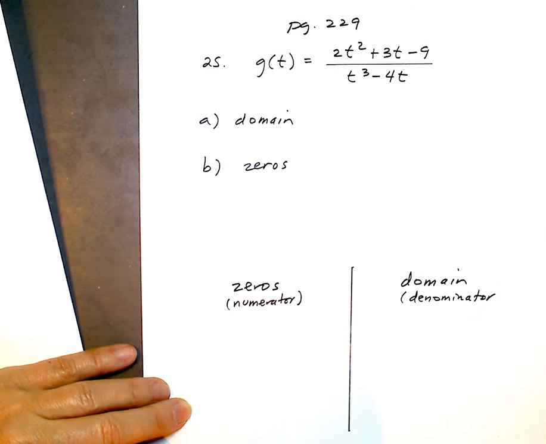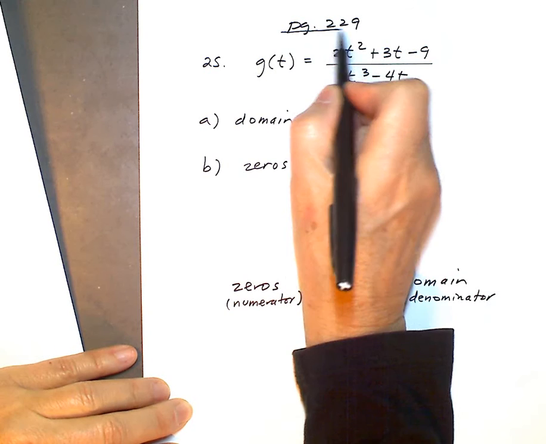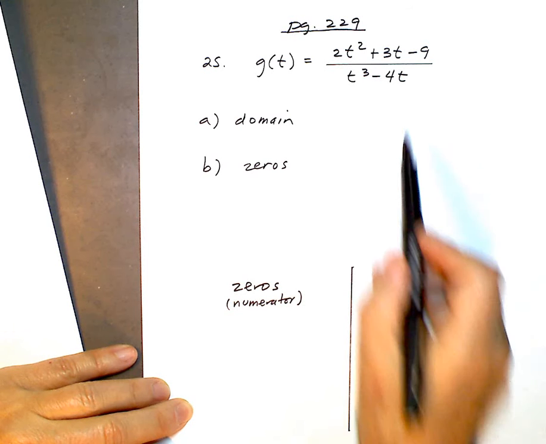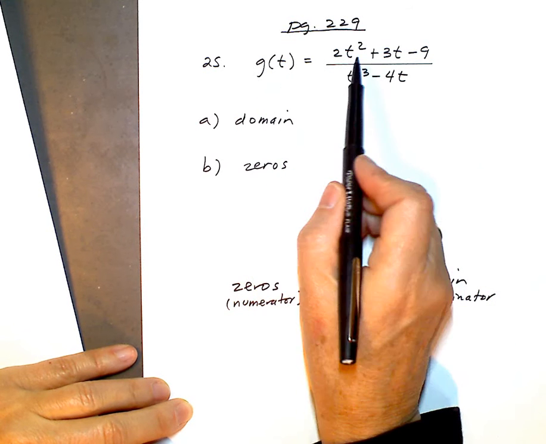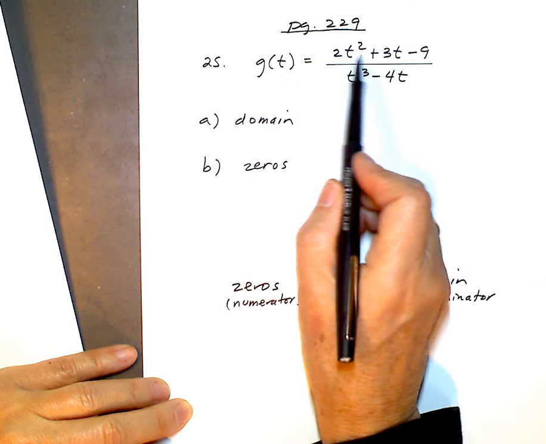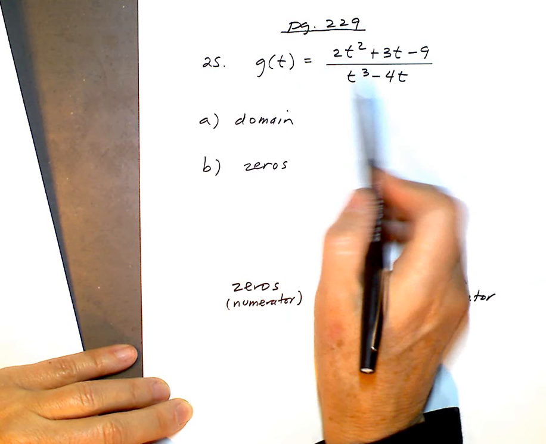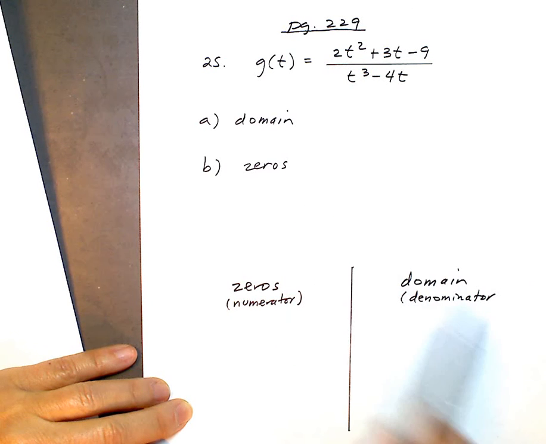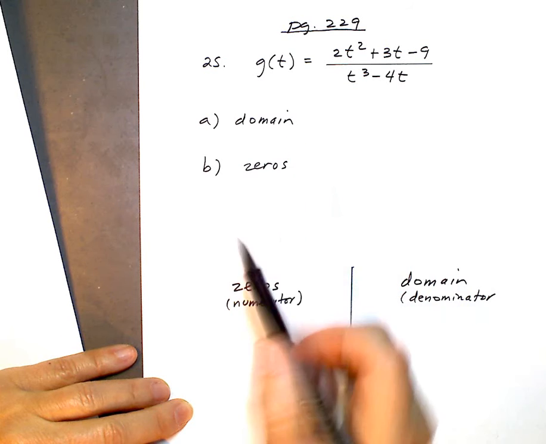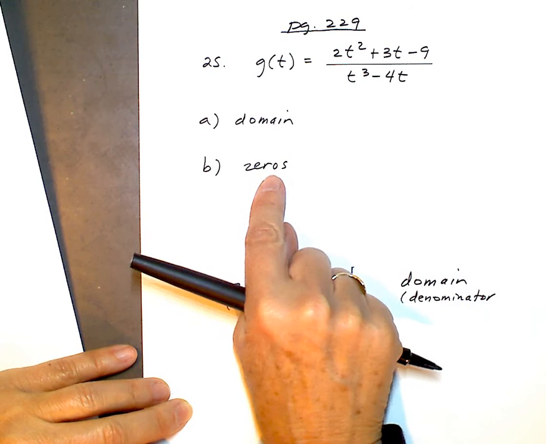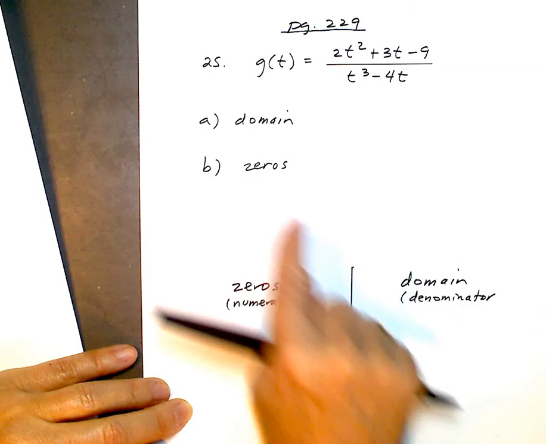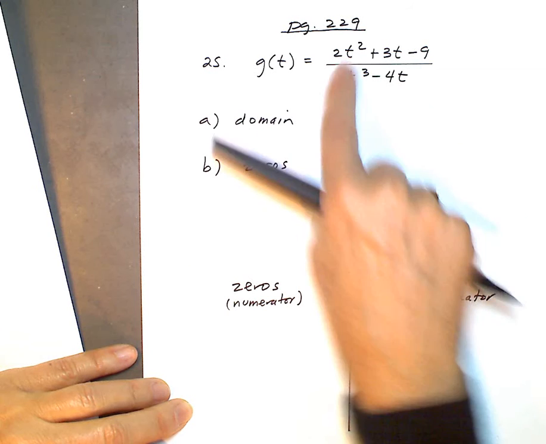Alright, this is page 229, number 25, and it's a two-part problem. We have a function g, and g of t means that t is the variable, so it's kind of like the x, and it's a rational expression. They want us to find the domain of the function, and the domain means all the values that t can be, and the zeros of the function mean basically the solutions, the values of t that make this whole thing equal to 0.